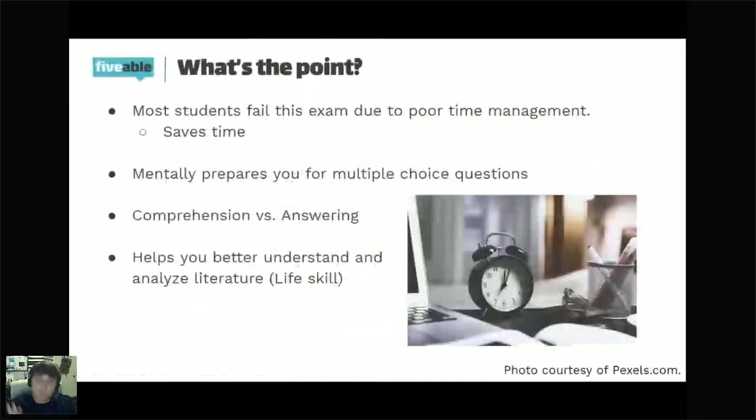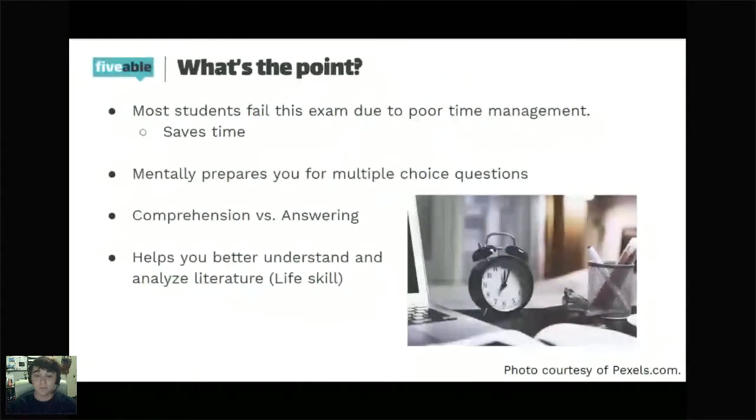So now, what's the point of developing an analytical mind? Most students fail this exam due to poor time management. This exam is not like many others. A lot of people do take that 15-minute reading period for granted. You can do a lot in 15 minutes before the time starts actually going against you.